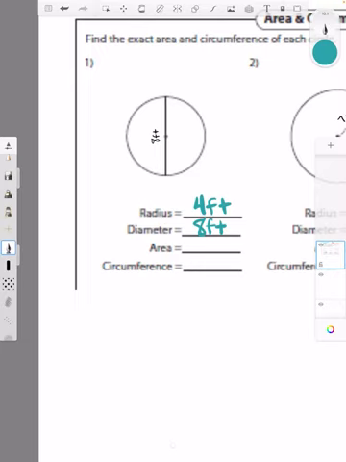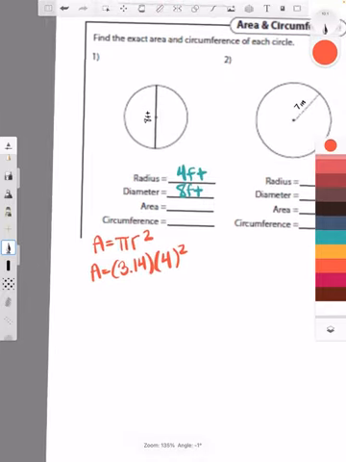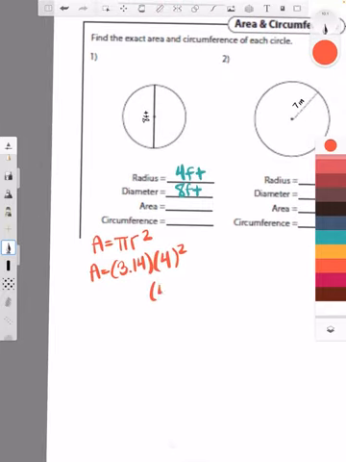Let's go ahead and find our area first. Remember, the formula for area is equal to pi times radius squared. So I'm going to go ahead and fill in the information I know. I don't know what the area is. I know we're going to use 3.14 to represent pi, and my radius is 4 feet, or 4. And I'm going to square that amount, meaning I'm going to multiply 4 times itself. So it's really going to be 4 times 4.